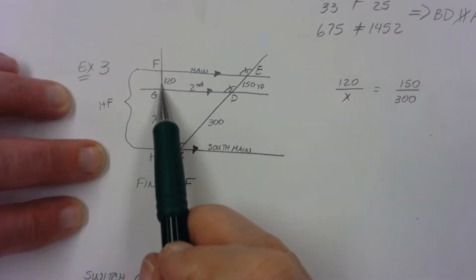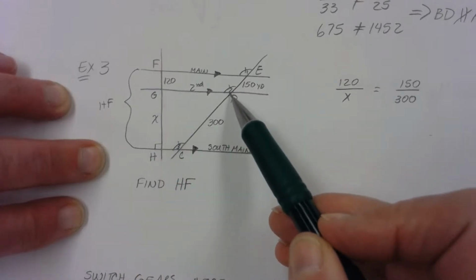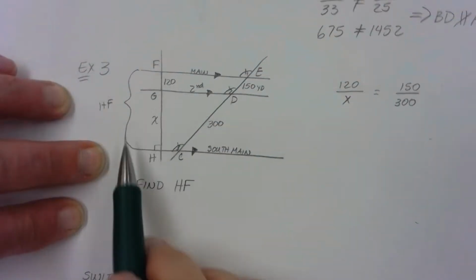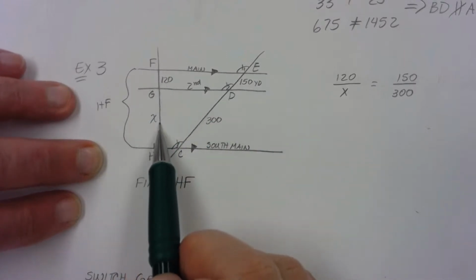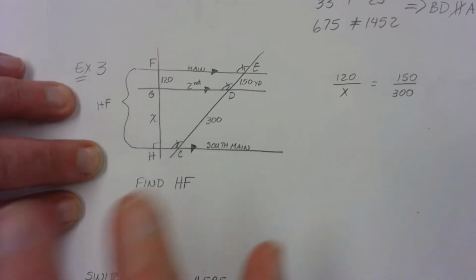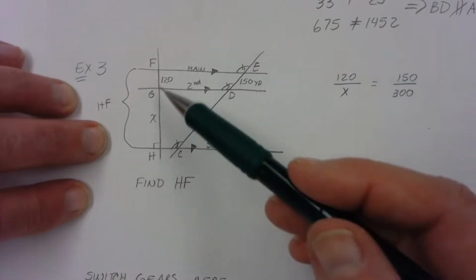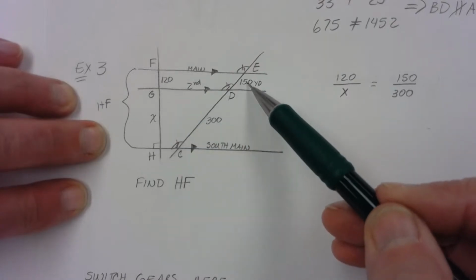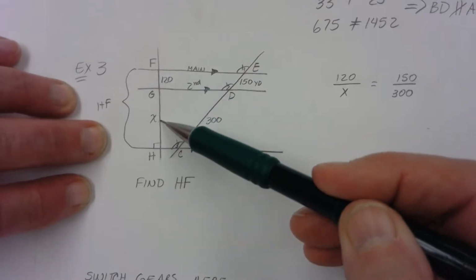So what I'm saying here is this is to this as this is to this, because I've got two transversals cutting these parallel lines. They're not the same distance apart, obviously, but they are parallel to one another. So this part is to this one as this part is to this one. It's just an extension of what we did with triangles. Now, I can tell you right now that this is going to be 240. The reason I know that is because this is 150, and if you double that, you get 300. So over here, I would double 120 to get 240.